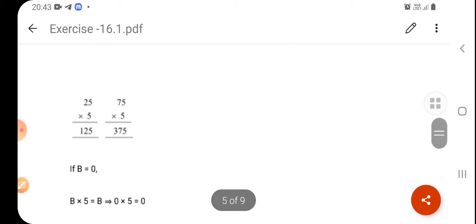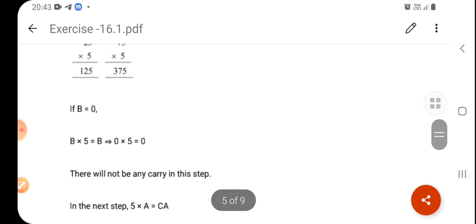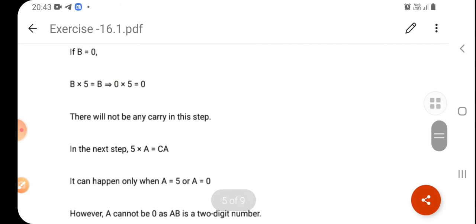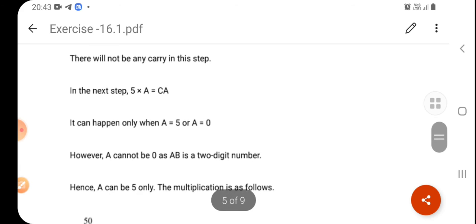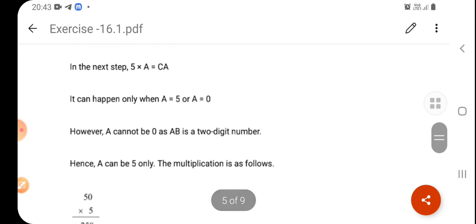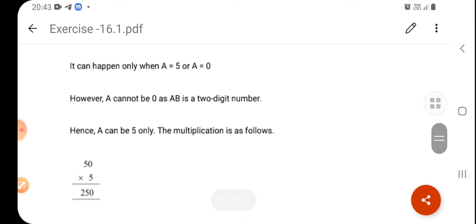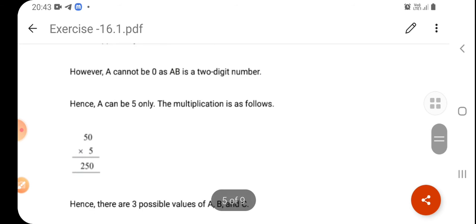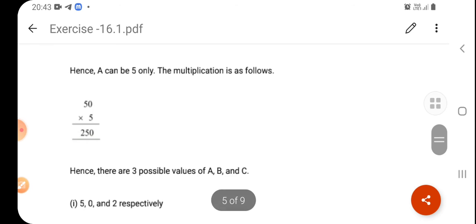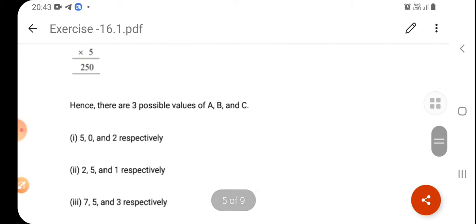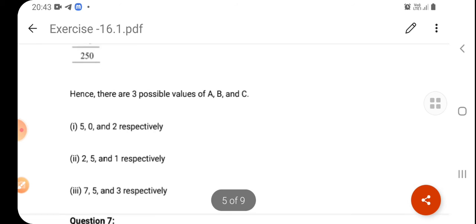So if b equals 0, we will get 0, and there will not be a carry in this step. 5 into a is equal to CA, which can only happen when a equals 5 or a equals 0. So a cannot be 0 as AB is a 2-digit number, and a can be 5 only. The multiplication is 50 into 5, that is 250. So in this way we can find it.